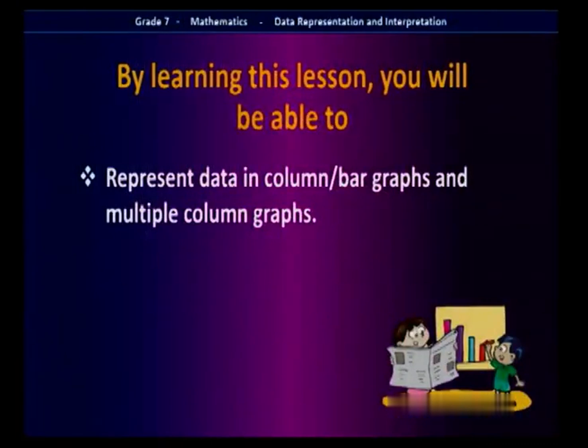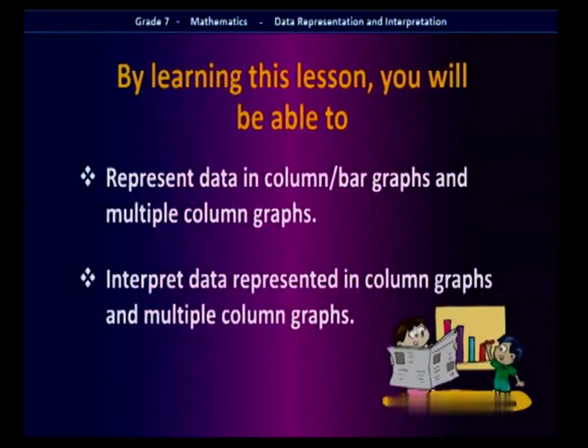Before starting the lesson, my dear kids, you should know what things you can learn after doing this lesson. By learning this lesson, you will be able to represent data in column bar graphs and multiple column graphs. Column graphs and bar graphs are the same. Both words are used to show the same graph. Then you will be able to interpret data represented in column graphs and multiple column graphs.